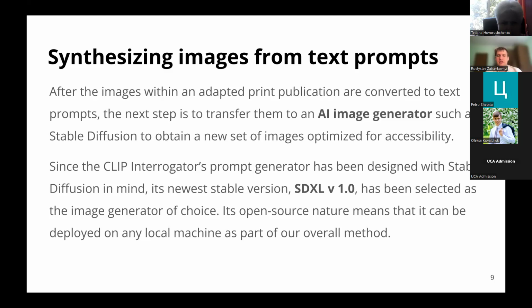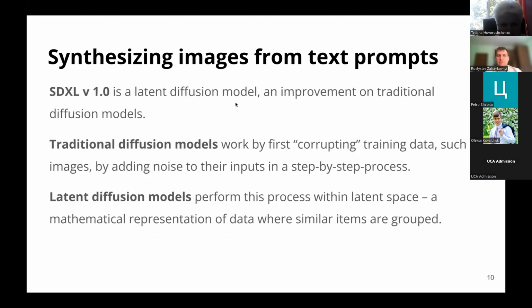For this, we use a new stable version of Stable Diffusion, which is SDXL version 1.0. It's the one adapted to use with the CLIP Interrogator, and it's open source, so it can be just deployed on our local machine as part of our software solution.